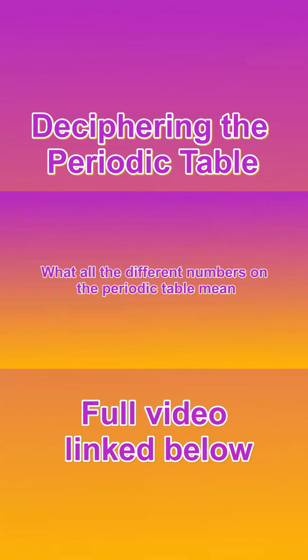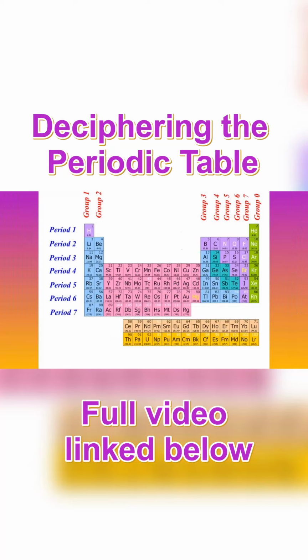Okay, now we're going to cover all those tricky little numbers shown on the periodic table and what they mean. Here's a modern periodic table, and you can see there's period numbers across the side and group numbers across the top. And a period number is the amount of electron shells or energy levels that any particular element has.